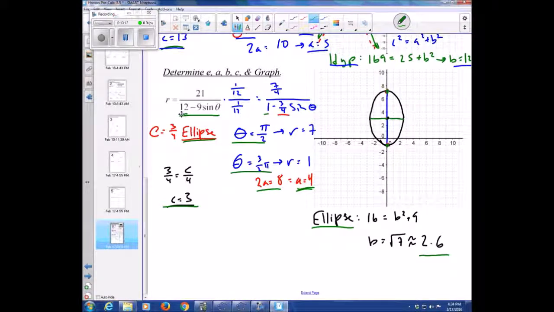Now if we wanted an equation for this ellipse, we could say with a center of 0, 3, the equation for this vertically oriented ellipse would be (y minus 3) squared over the a value squared, which is 16, plus x squared over the b value squared, which would give us 7, and that would equal 1.